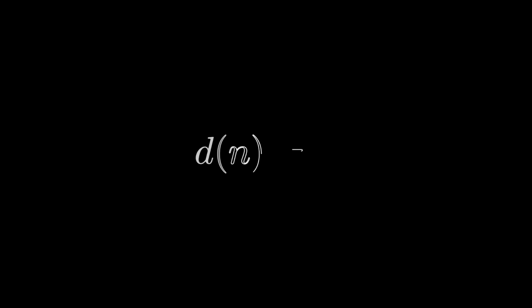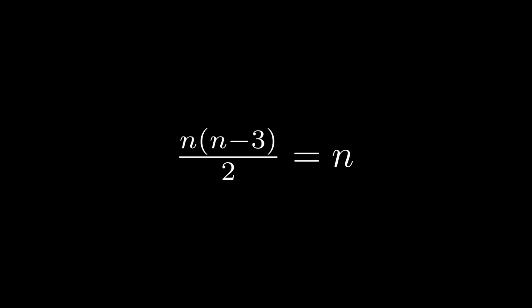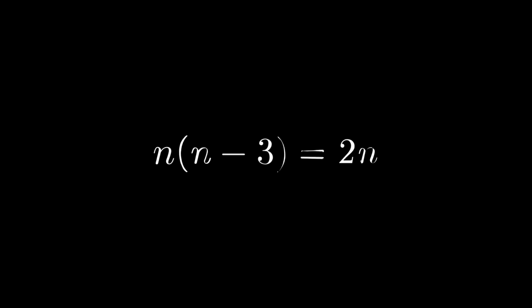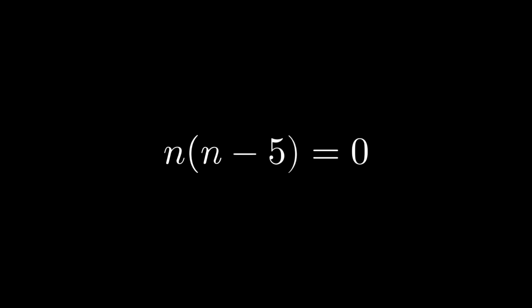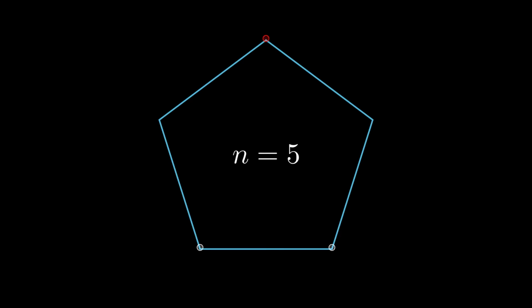Setting the formula we derived equal to n, we may solve the resulting quadratic and see that the only positive solution is n is equal to 5. Thus, the only fixed point of d is 5.